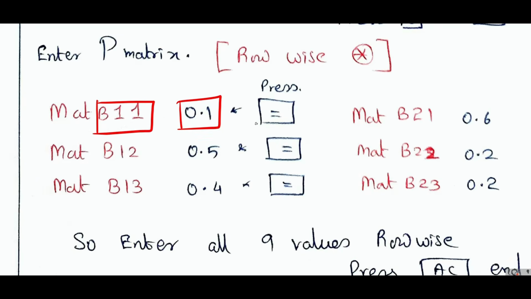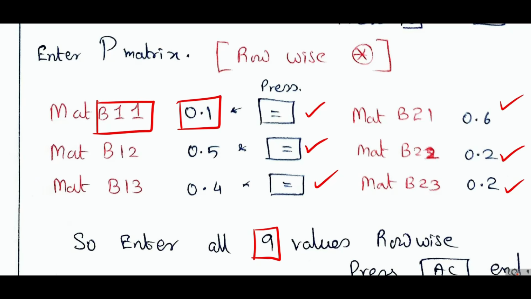Put 0.1, press equal to. Mat B12: 0.5, equal to. Mat B13: 0.4, equal to. So like this you have to enter all the 9 values. Very important thing is you have to verify that you are entering the correct value. So be cautious while you enter the data. Concentrate 100% and enter the correct data carefully. So I'm showing here only 6 values, but you have to enter all the values in the matrix.